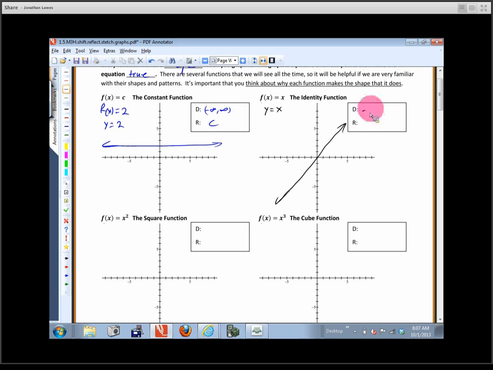All reals, negative infinity to infinity. What's the range? We get answers way down here, all the way up there, as far as you want to go in either of those directions. So the domain and the range are from negative infinity to infinity.